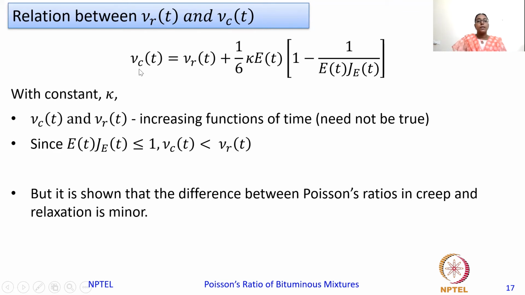Now, we have seen that mu CT and mu RT are increasing functions of time, but experimentally it is seen that this need not be true. And also the product of ET and JET is less than or equal to 1. We can see that the creep Poisson's ratio is less than the relaxation Poisson's ratio. But it is shown from experimental studies that this difference between the creep Poisson's ratio and the relaxation Poisson's ratio is very small.